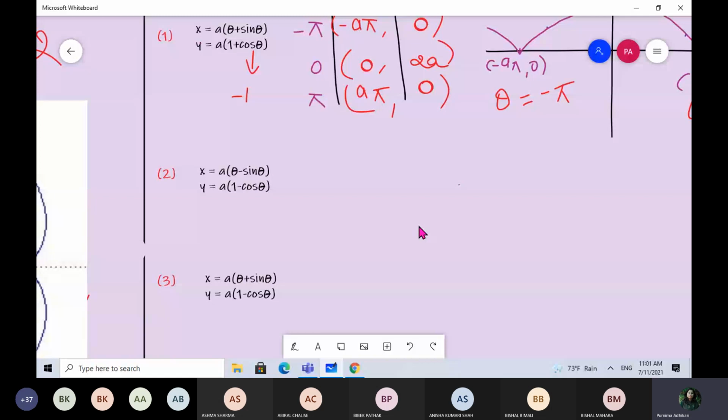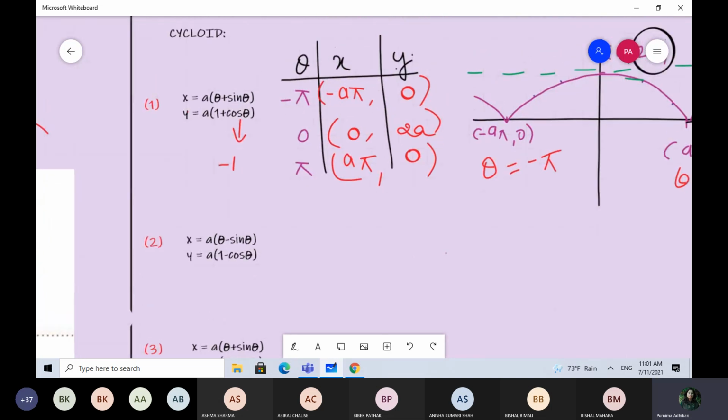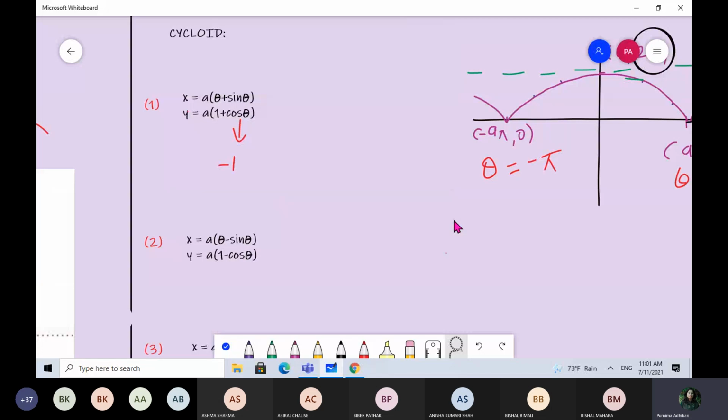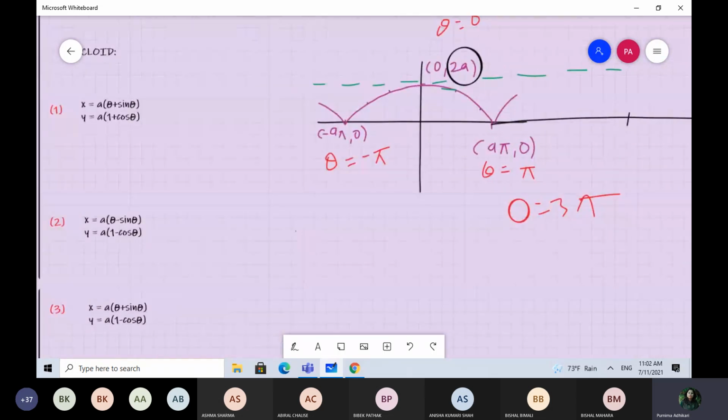First having both positive signs, second having both negative signs, third having one plus and other minus, and fourth having one minus and the other, y, plus. So that's how you have got 4 cycloids. Now definitely your shape will be exactly the same, but its alignment will be different, how it lies in the xy plane, that will be the only difference. So that is decided by its sign. Now let me show you the trick.